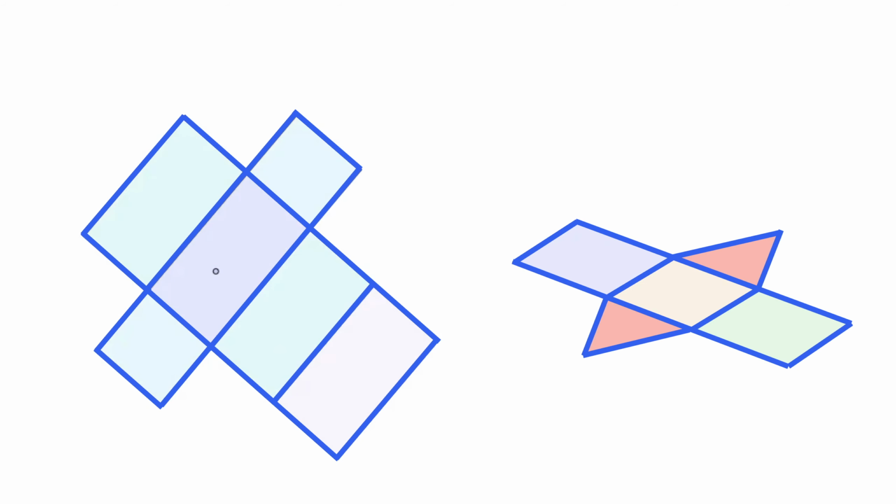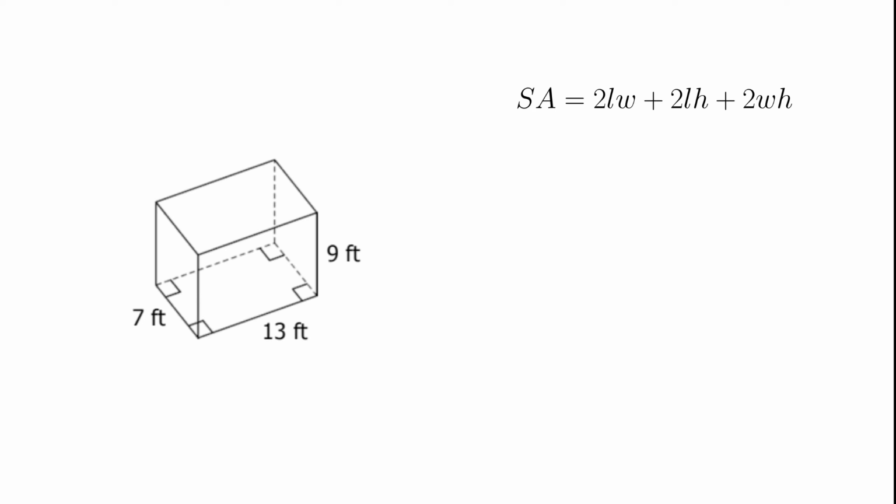Here we take apart a rectangular prism and triangular prism. Notice we can add up these 6 rectangles or these 3 rectangles and 2 triangles to find the surface area of these 2 figures. Let's try our hand at finding the surface area of a rectangular prism. So the formula is just the sum of the 3 areas of each set of sides. We have to multiply by 2 because each side is repeated on opposite ends of the figure.